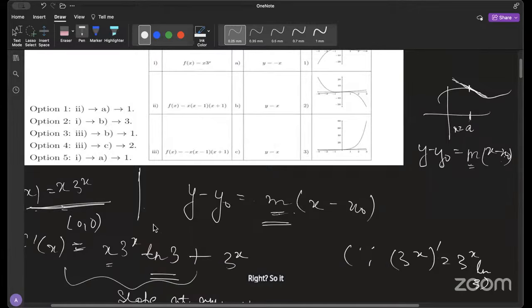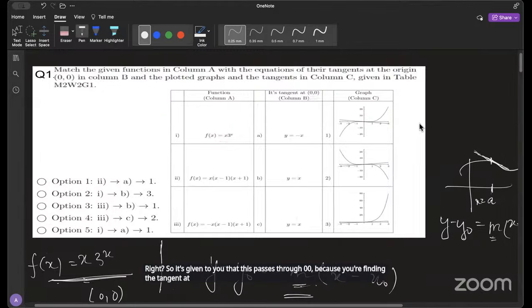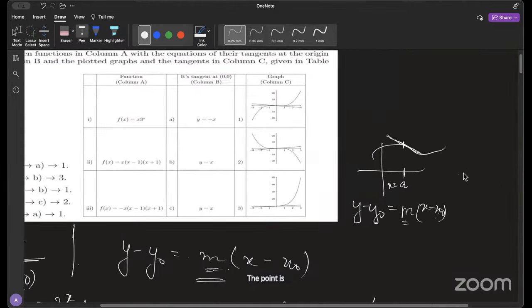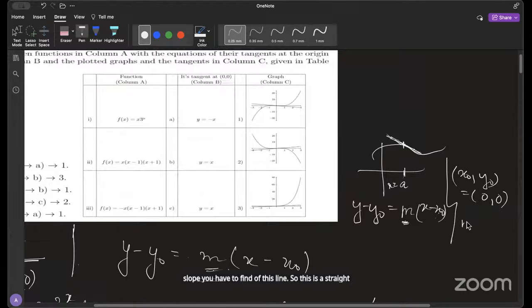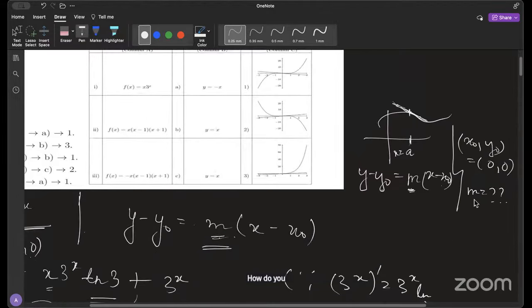So it's given to you that this passes through 0, 0 because you're finding the tangent at 0, 0. So the point is 0, 0. So your x naught, y naught is 0, 0, and the slope you have to find of this line. So this is a straight line. You have to find the slope of this line. How do you find the slope of this line?